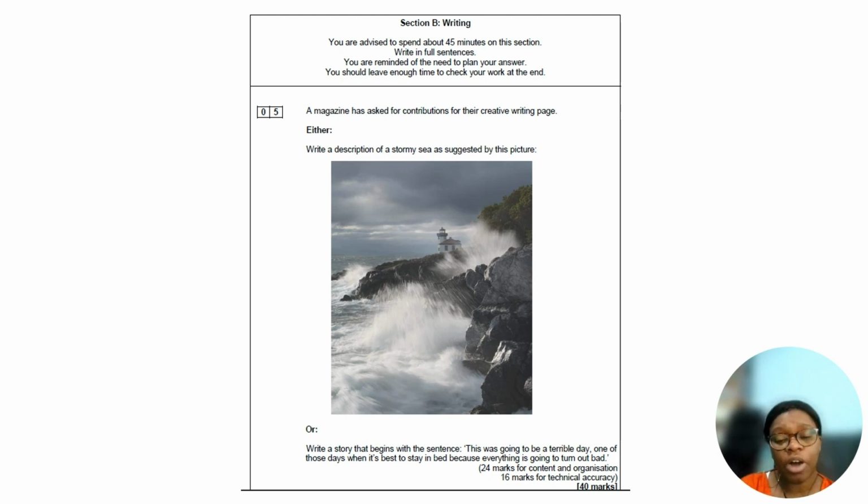In question 5, there are 40 marks at stake. As you can see on my screen, 24 marks are for content and organization. So that is how effectively you write using a range of language and structural techniques. 16 marks are for SPaG, that's spelling, punctuation, and grammar. So please make sure you use a range of vocabulary, ambitious vocabulary for that matter, and sentence structures with accurate spelling and punctuation.